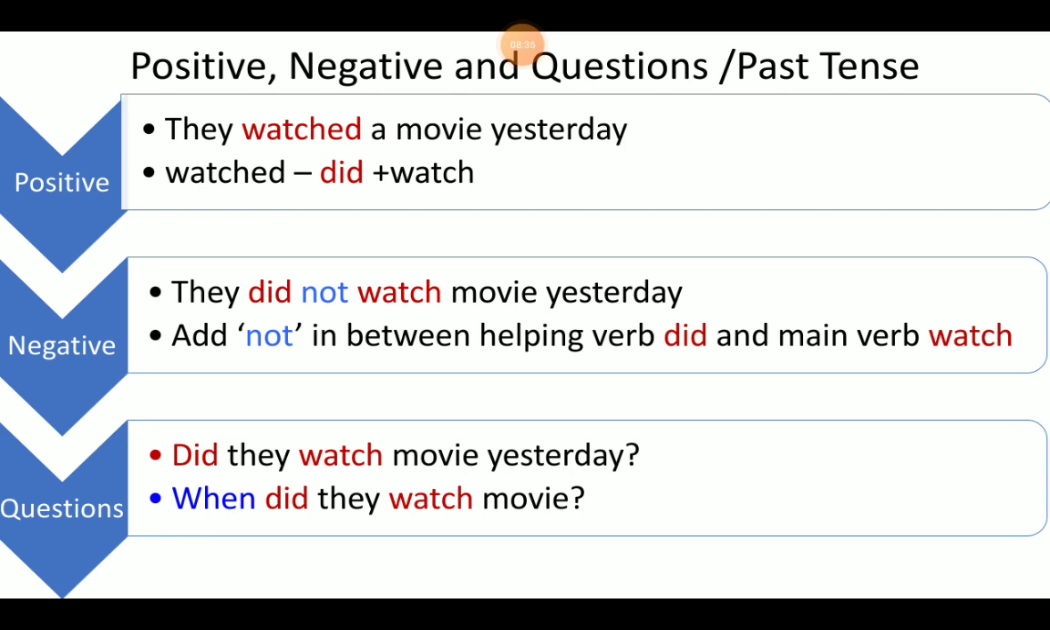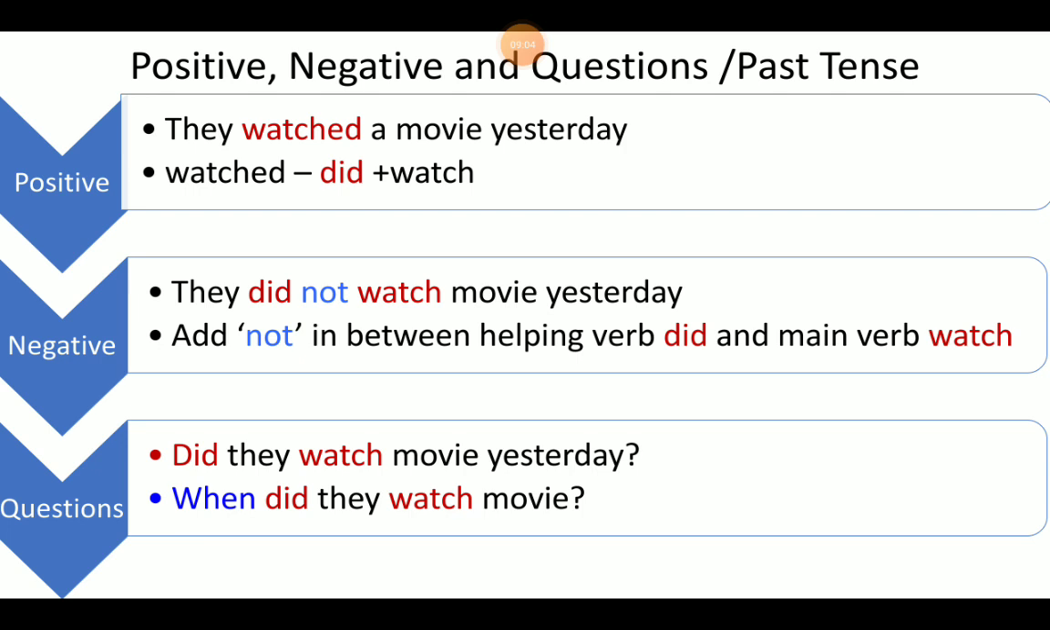Did they watch movie yesterday? So here you should write the helping verb did in the beginning of the sentence. Okay, so you should transfer the auxiliary verb did to the beginning of the sentence. So what will be the question? Did they watch movie yesterday?